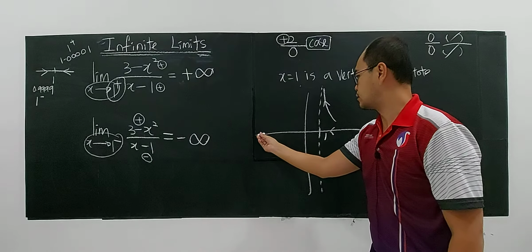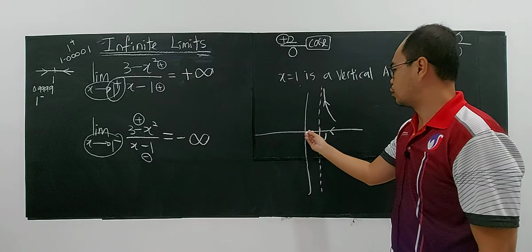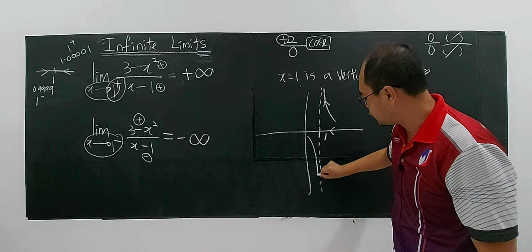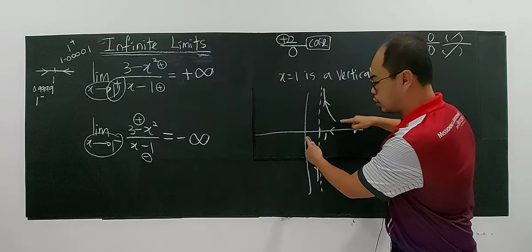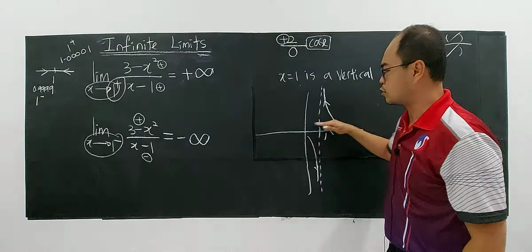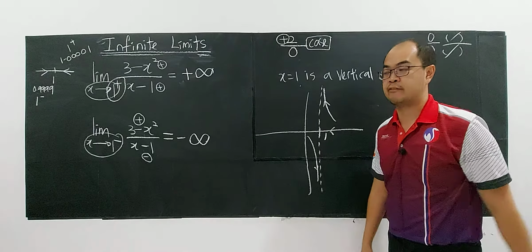And as x approaches 1 from the left, 1 minus, it will be going to negative infinity. If you draw the graph, it will go to negative infinity. I don't draw the other part of the graph because this graph may have a horizontal asymptote. Horizontal asymptote I may introduce in another video after this.